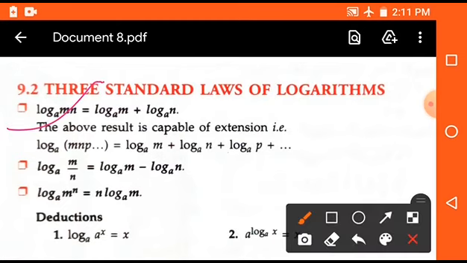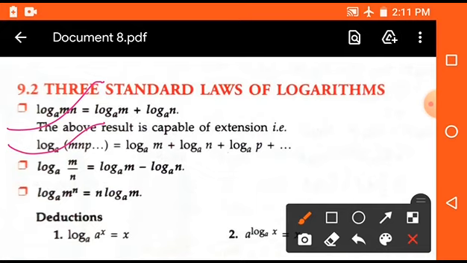Student, the first formula is log mn base a is equal to log m base a plus log n base a. The second formula is log m into n into p into q and so on, base a. It means that we can multiply different terms in the log. So the value will be log m base a plus log n base a plus log p base a and so on.